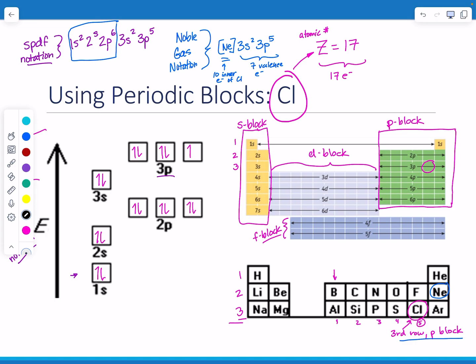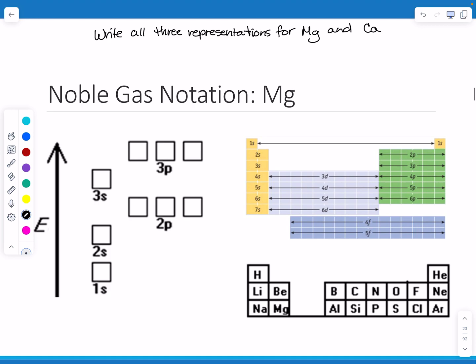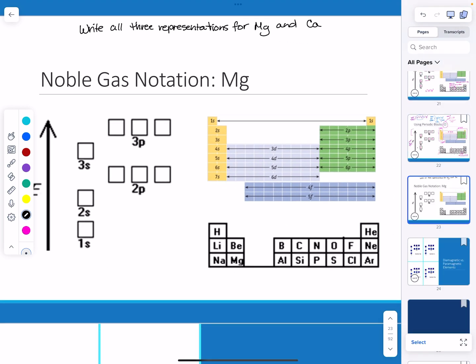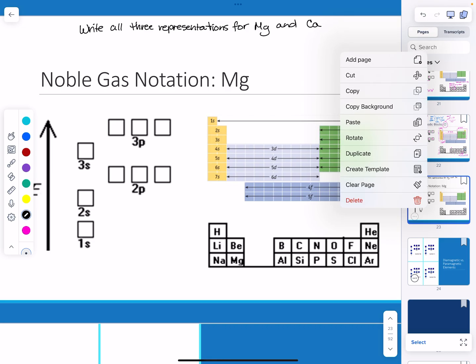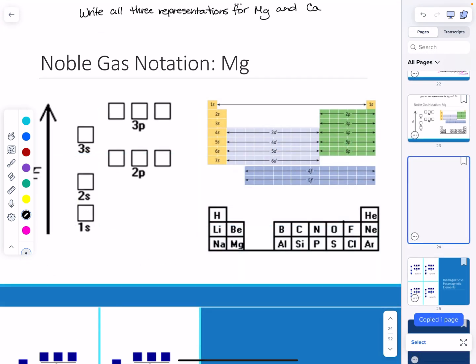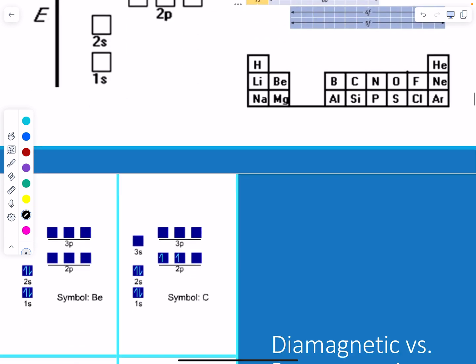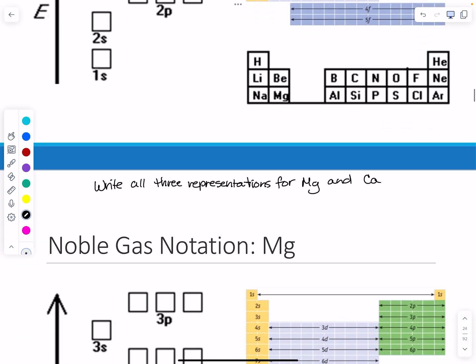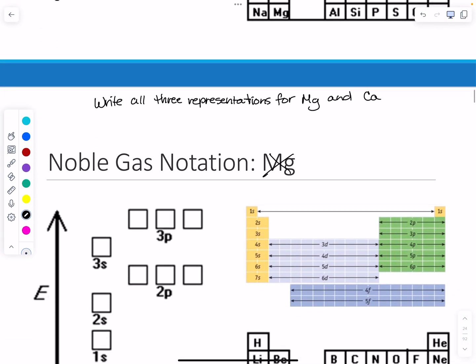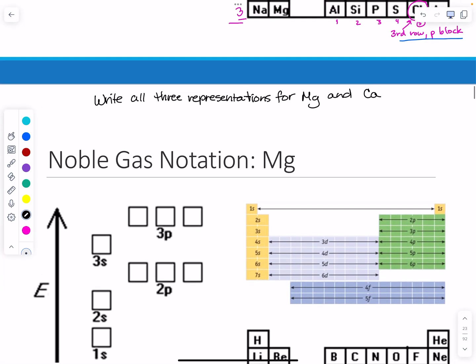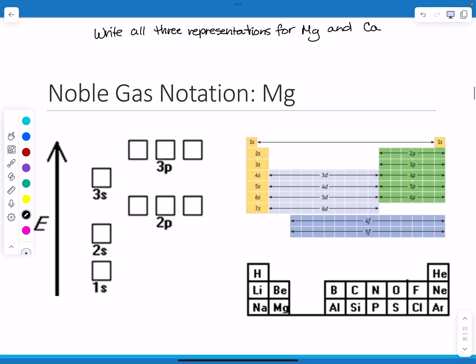Alrighty, folks. So let's go over these two. Before I start writing on this one, I'm going to duplicate the slide so that we can do both. All right, so we're going to do magnesium, and this one's going to be calcium. Okay.